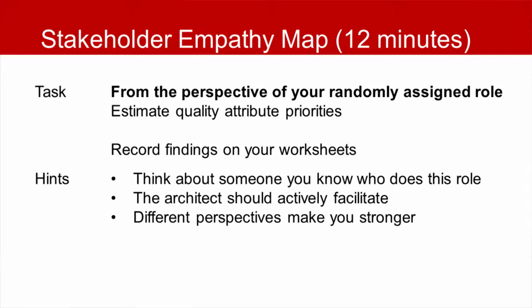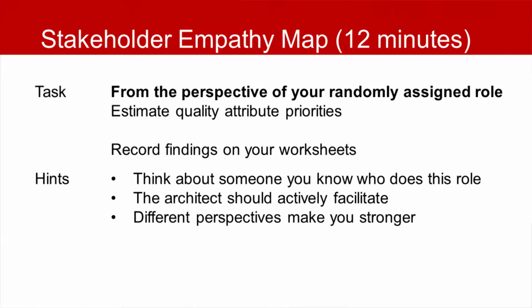So from the role that you have on your card, you're going to estimate what this role thinks is important on these quality attributes. Because otherwise it will be too much of a brain stretch for you today. And then record your findings, right? What are the priorities for the stakeholder that I was assigned, that I have on my card, on these quality attributes that are on the example chart on the right hand there? Some hints to get you going on that.